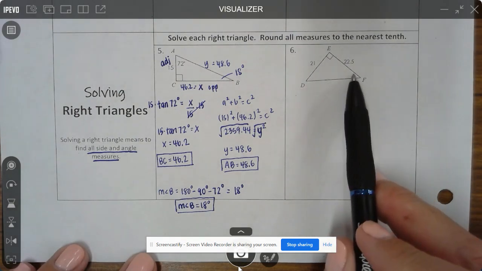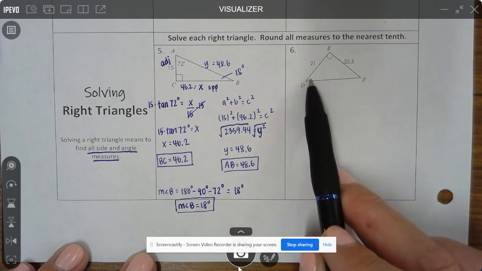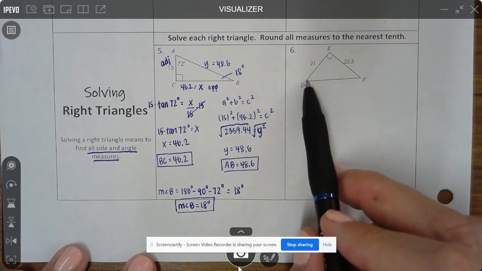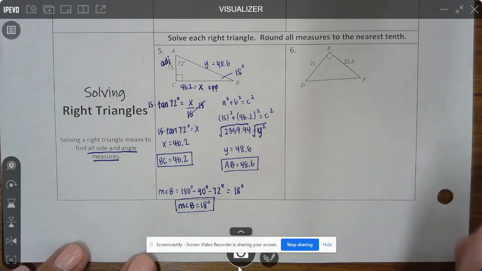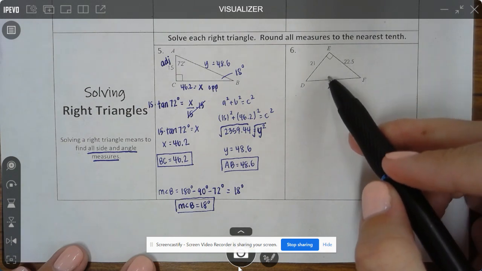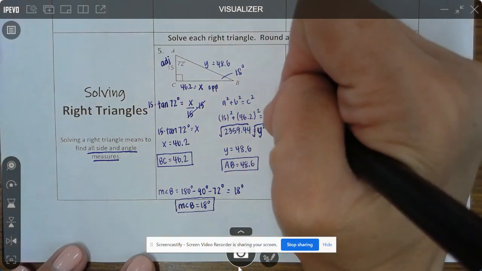Example 6 is a little bit different just because in here I only have one angle. I'm missing angles D and F. I usually like tackling the sides first, but again, it doesn't really matter how you do this. I'm going to find side DF first, which is my hypotenuse here. So again, since I'm given two sides, I can go ahead and use my Pythagorean theorem.